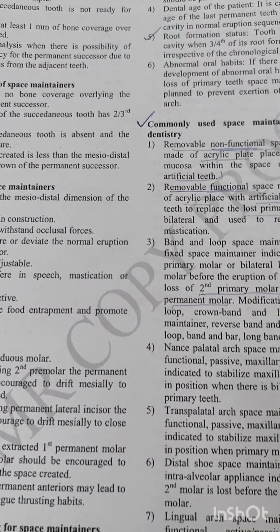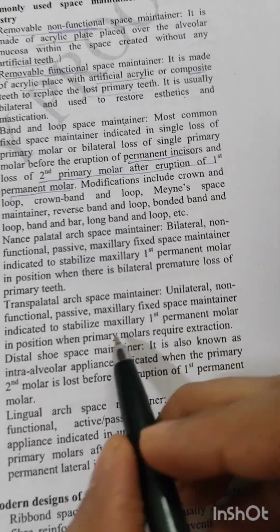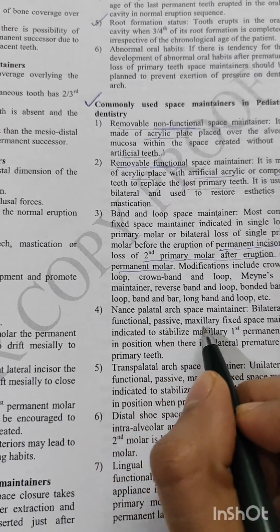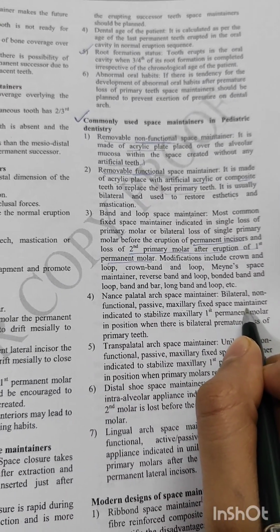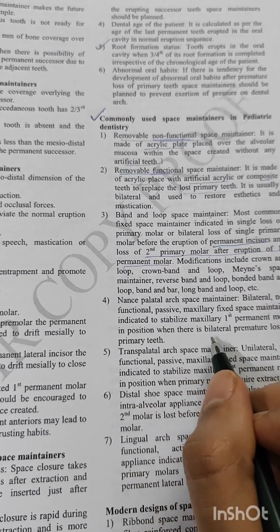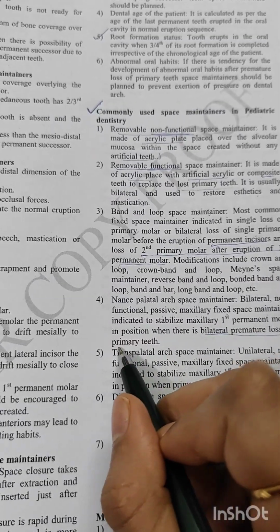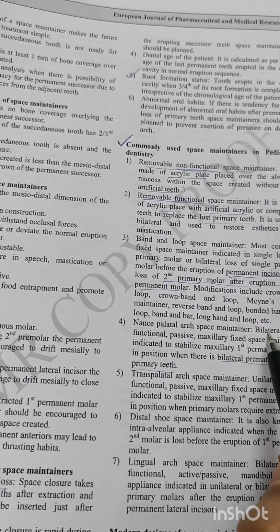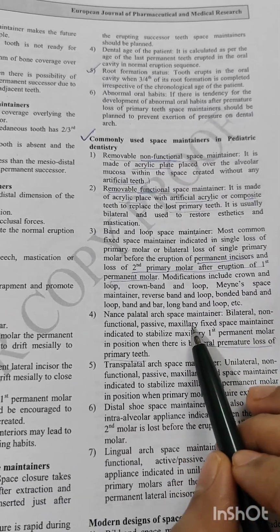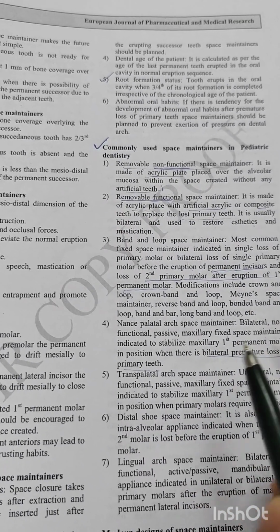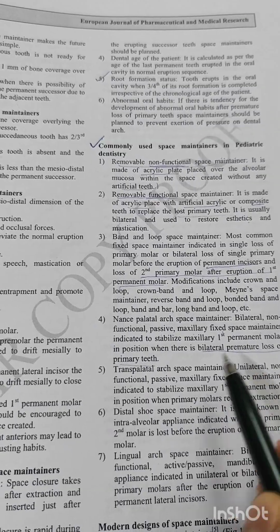Next is the Nance palatal arch space maintainer, bilateral, non-functional. Non-functional means there won't be any teeth. Passive maxillary fixed space maintainer, indicated to stabilize maxillary first permanent molar in position when there is bilateral premature loss of primary teeth. Nance palatal, bilateral, non-functional, passive maxillary fixed space maintainer.